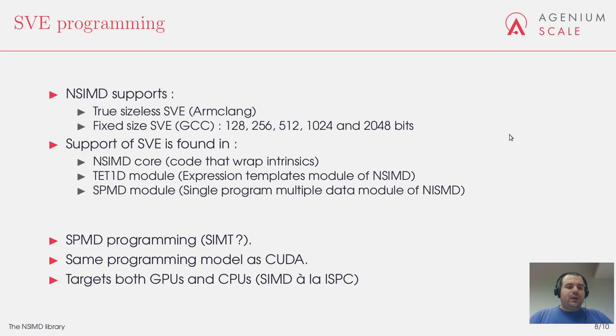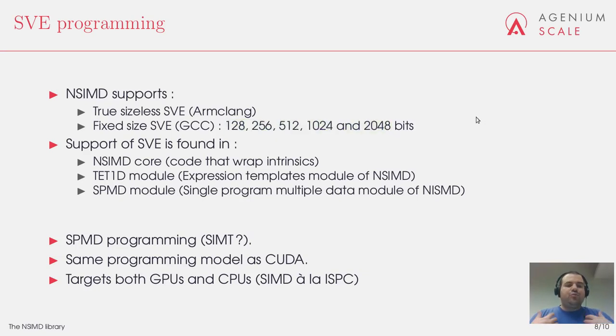Then I will end this talk with SVE programming and NSIMD. NSIMD supports two ways of doing SVE. SVE can be done with Arm's approach, which is a truly sizeless way of doing things, which means you don't know the SVE vector size at compile time. You only know it at runtime. But GCC chose a different approach. You have to know the SIMD vector size at compile time, and you have little choice. Namely, you have the choice only between these numbers.